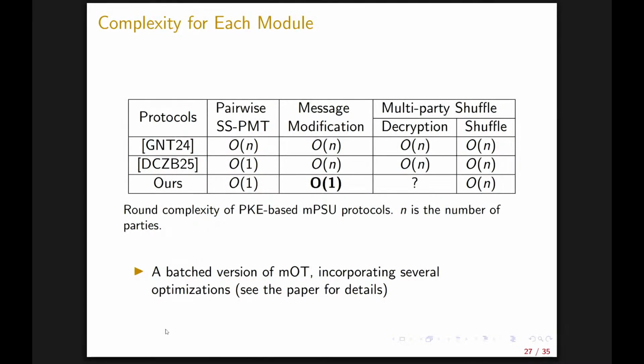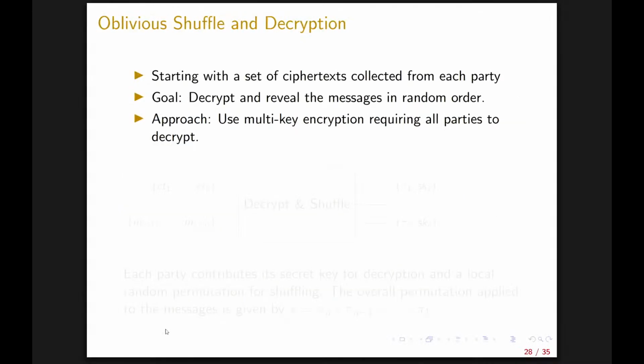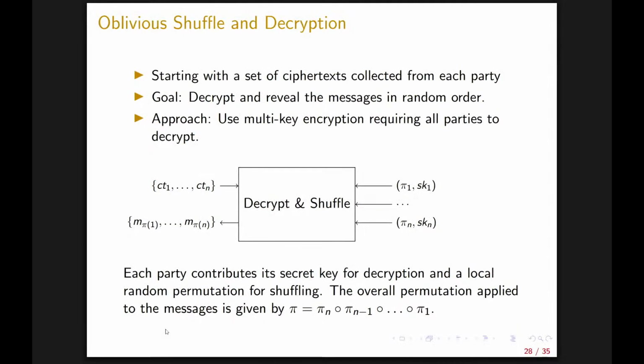So with that high-level idea, you can get all one row complexity. For decryptions, when you collect all the data, you want to decrypt it, right? So the functionality that I want here is you have the set of ciphertext. Each party has the permutation because you don't want to show who has the items. Each party has the key of the encryption scheme.